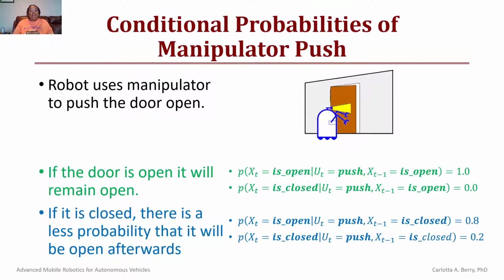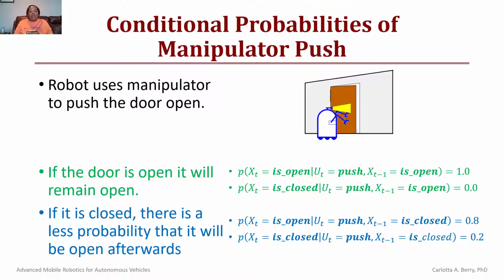So then let's look at our conditional probabilities for the manipulator pushing the door open. So if the door is open, we want to say with 100% certainty the door will open. So the probability that the state is open after a push and an initial open door is 1, whereas the probability that the door is closed if the robot pushed and it was initially open is going to be a 0.